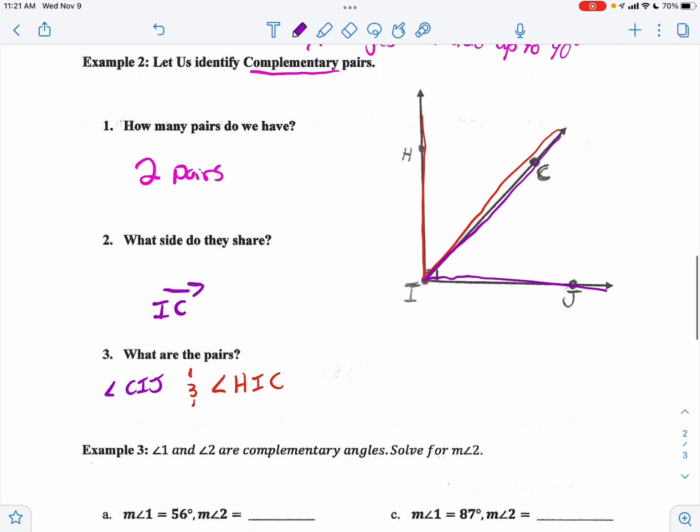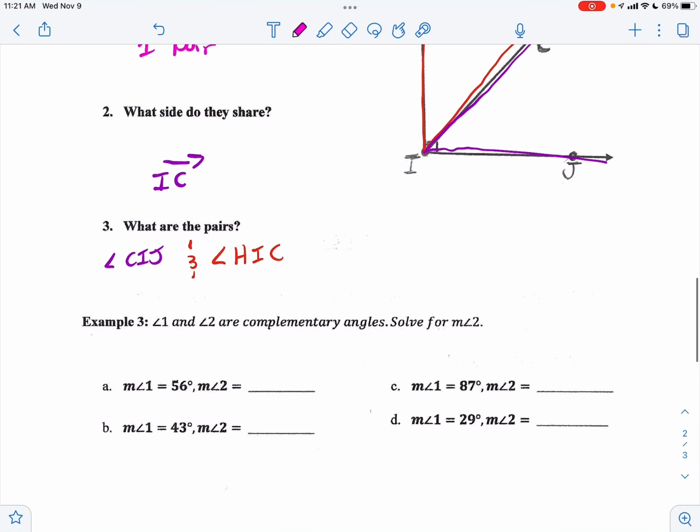So oops, sorry, we don't have 2 pairs of complementary pairs. We only have 1 pair. And they share ray IC, and the pair is angle CIJ and angle HIC. So make that correction.